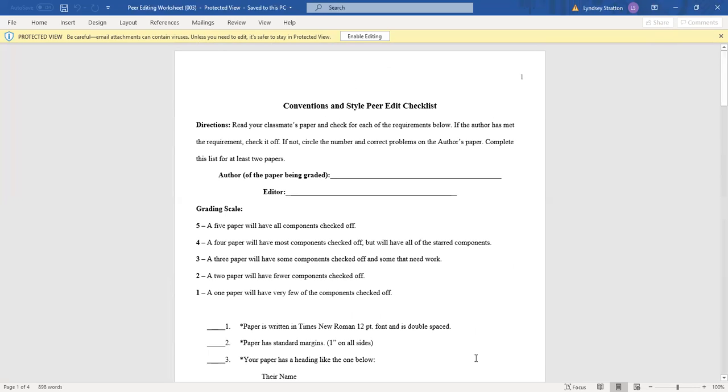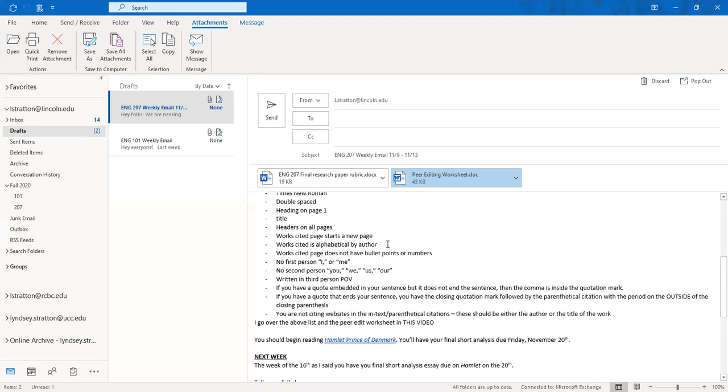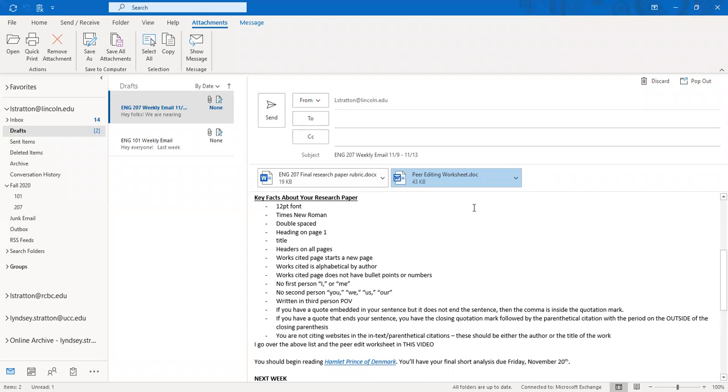And then I just wanted to look at the quick one that I had in the email as well, okay? So essentially the same things that I went over with this peer edit paper worksheet. 12-point font, Times New Roman, double space, heading on page 1, title, headers on all pages. Your works cited starts a new page. It is alphabetical order by the author. It does not have bullet points or numbers, no first person, no second person. You're writing in third person, okay?